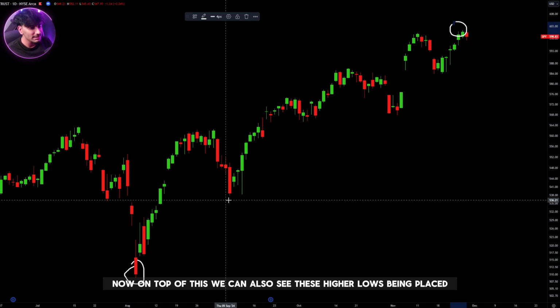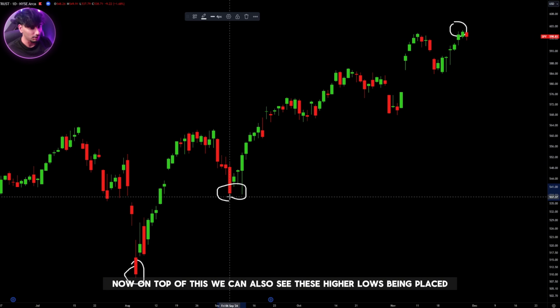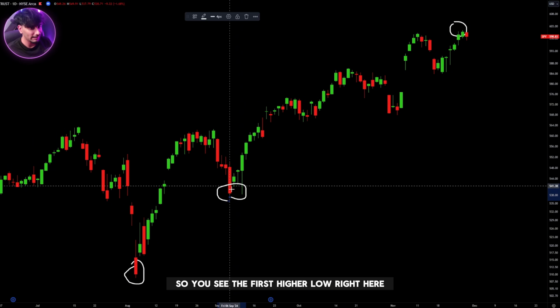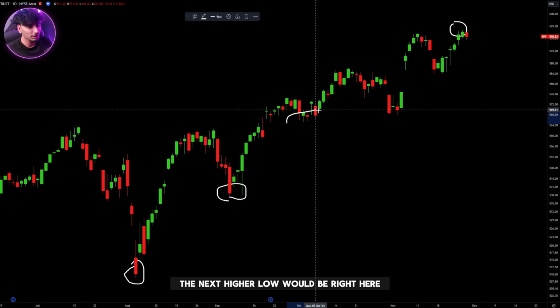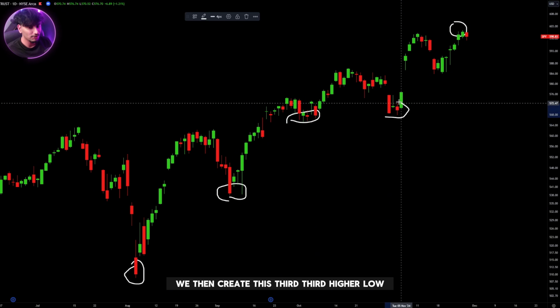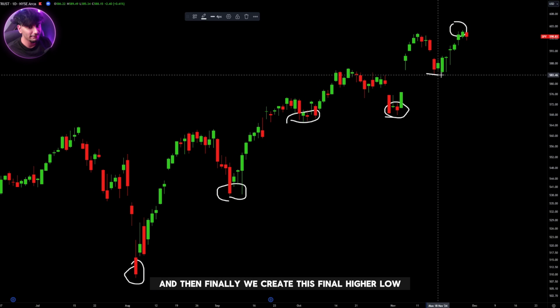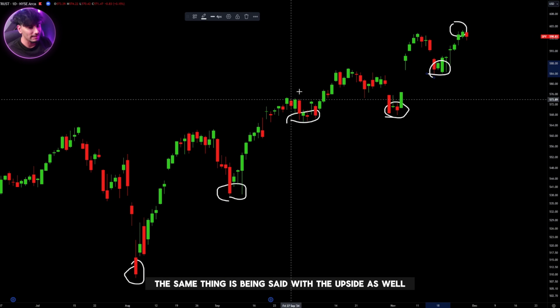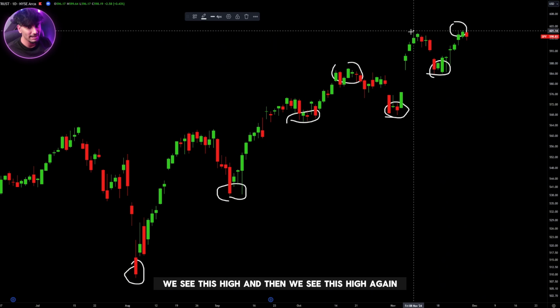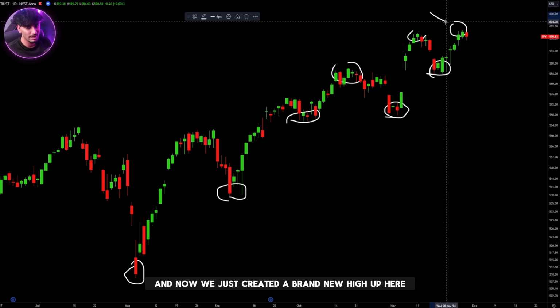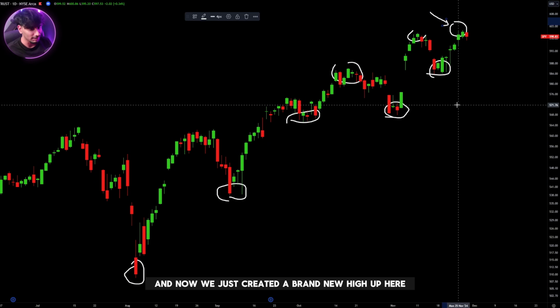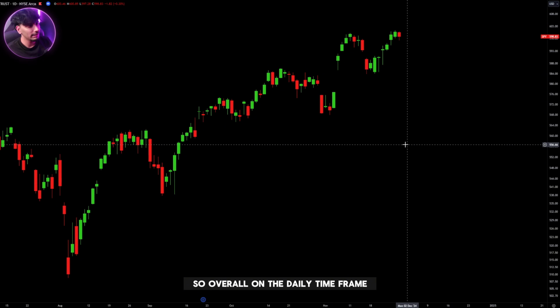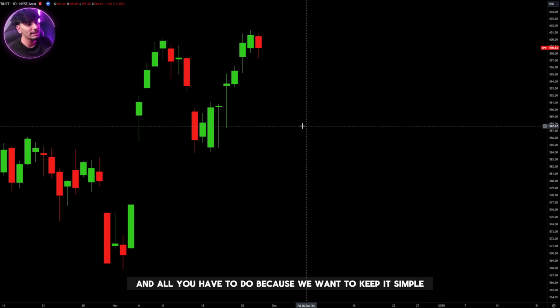On top of this, we can also see these higher lows being placed. You see the first higher low right here, the next higher low would be right here, we then create this third higher low, and then finally we create this final higher low. The same thing is being said with the upside as well. We see this high, and then we see this high again, and now we just created a brand new high up here. So overall, on the daily time frame, this stock is in an uptrend.